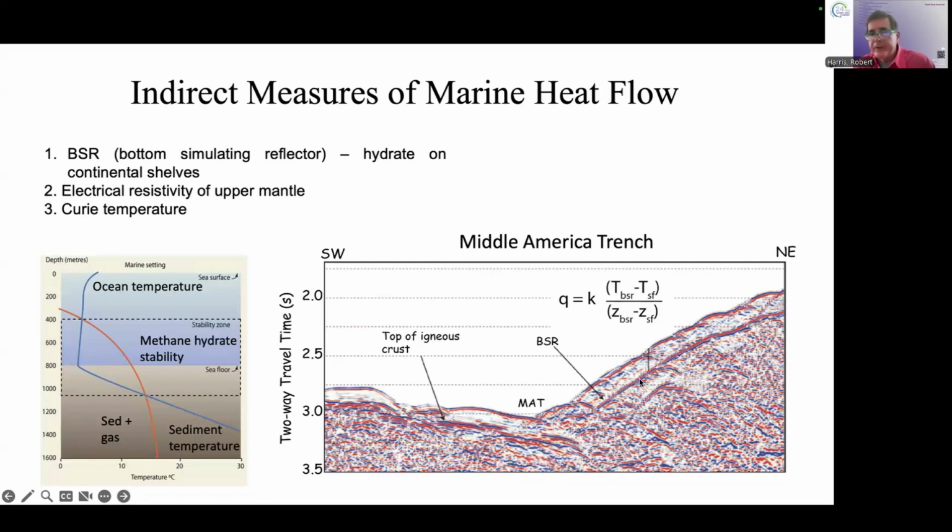We know the temperature at the BSR based on this stability diagram. We know the temperature at the seafloor. And then we know the depth if we calculate it from the seismic reflection profile. We know the depth of the seafloor, the depth of the BSR, and so this gets the thermal gradient. And then if we have an independent estimate of the thermal conductivity, we can calculate the heat flow. So that would be an indirect measure of marine heat flow.